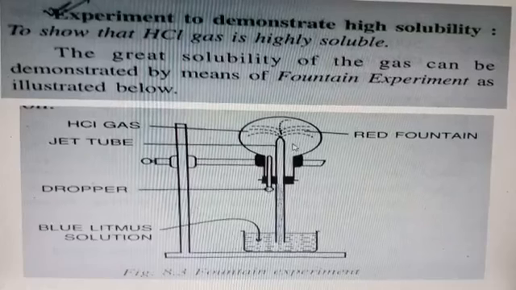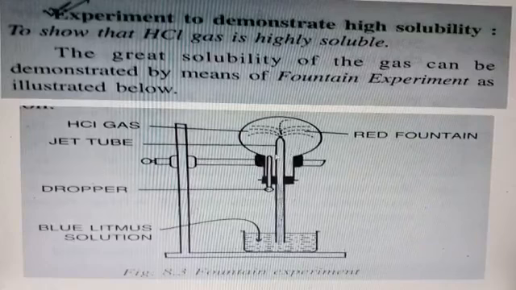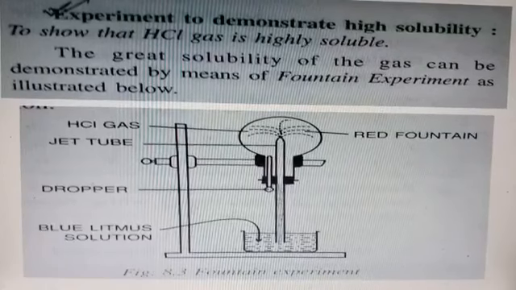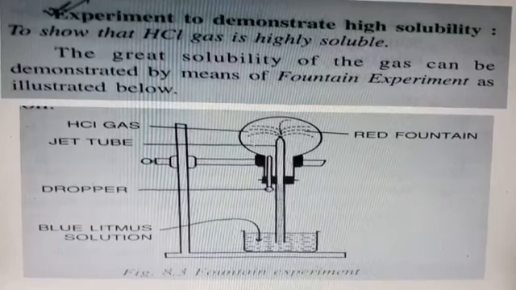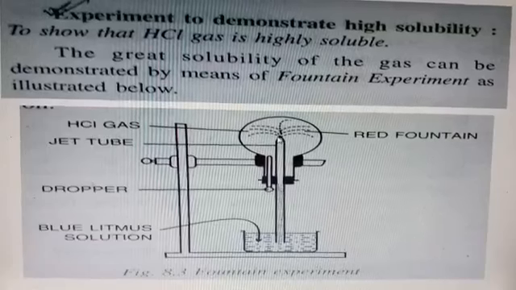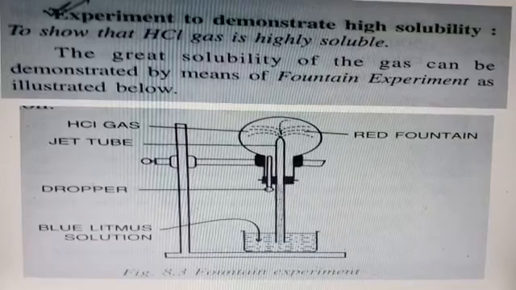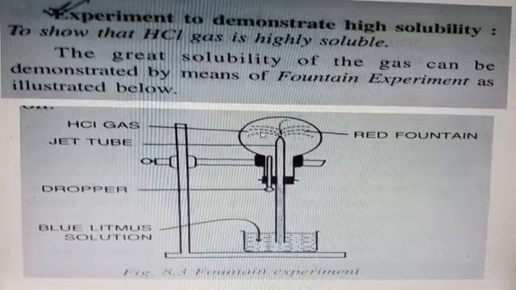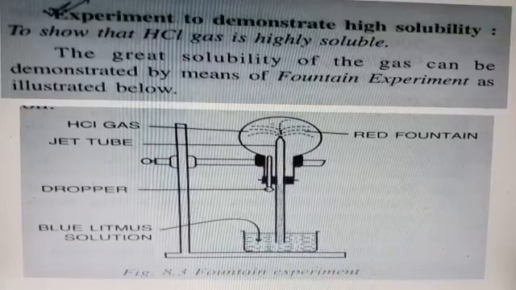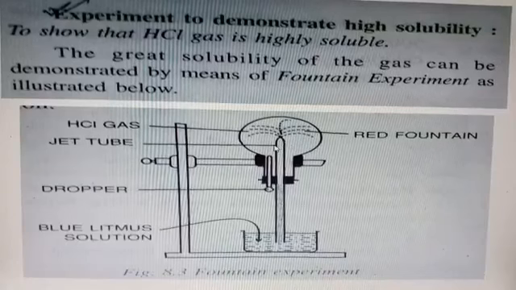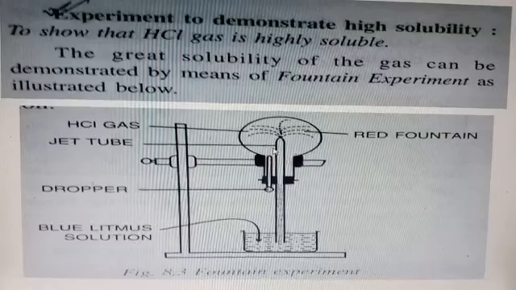Due to the high solubility, hydrogen chloride gas fumes in moist air, forming tiny droplets of hydrochloric acid. So what happens? Due to the high solubility of hydrogen chloride gas, it fumes in moist air, forming tiny droplets. You can see here tiny droplets of hydrochloric acid will be formed because of its high solubility in presence of water. In water it is highly soluble.